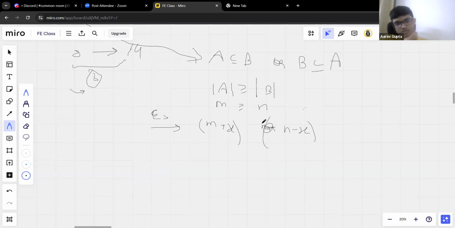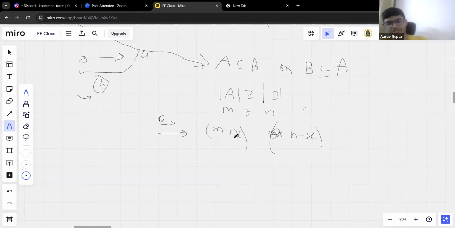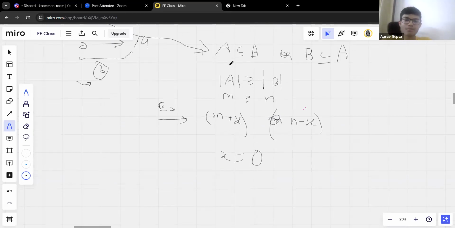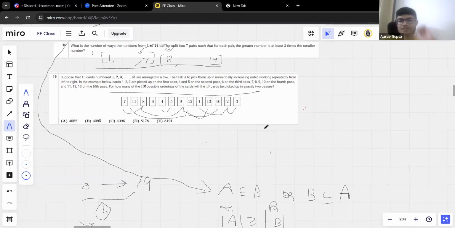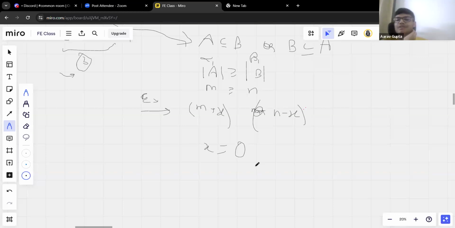So now what happens is you want the product of these to be equal to the product of these. So for that you will need X is equal to 0. Actually, another way to do that: let mod A be alpha 1, mod B be beta 1, mod of A union B be alpha 2, and mod of A intersection B be beta 2. So you want alpha 1 plus beta 1 equal to alpha 2 plus beta 2, and alpha 1 beta 1 equal to alpha 2 beta 2.